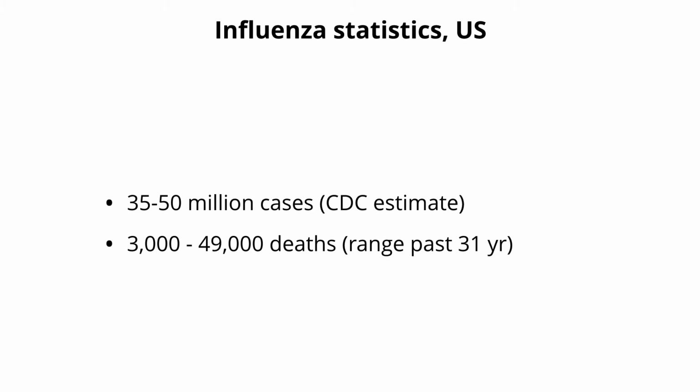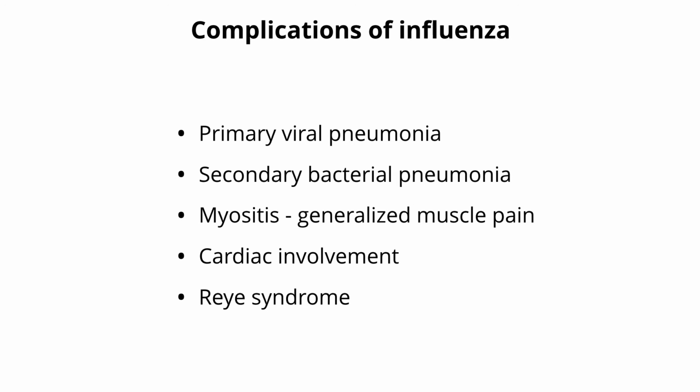So typically every season there are 35 to 50 million cases of flu a year, and anywhere between 3,000 and 49,000 deaths. That's an estimate based on our experience of the past 30 years or so. So this is why we have a flu vaccine. It really makes people sick and kills a lot of people. Besides the respiratory infection, the initial infection caused by the virus, there are complications which include pneumonia. That doesn't happen in every case, but in particular, elderly people are prone to get pneumonia. You can get secondary bacterial pneumonia. After the virus is gone and you think you're okay, all of a sudden, bacteria start to cause a problem. Generalized muscle pain, sometimes cardiac involvement, and Reye's syndrome.